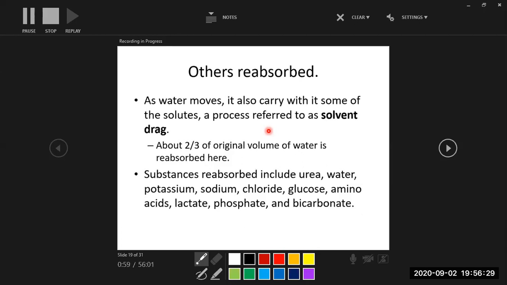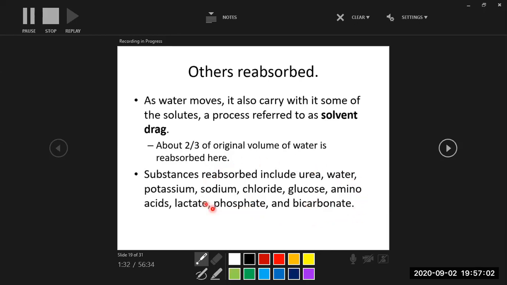And we will see that potassium also got reabsorbed, sodium reabsorbed, chloride, glucose, amino acid, we kind of mentioned that already. Lactate got reabsorbed. Phosphate is also an important one. We didn't spend time talking about it because it's not relevant to something in this course, but this is also very important, bicarbonate.